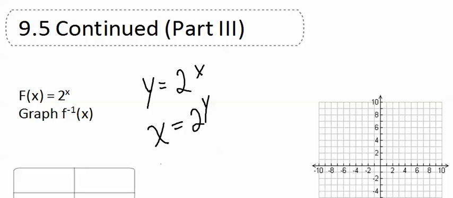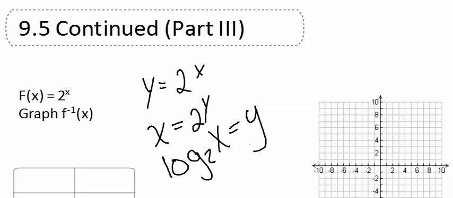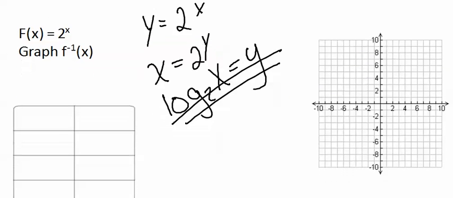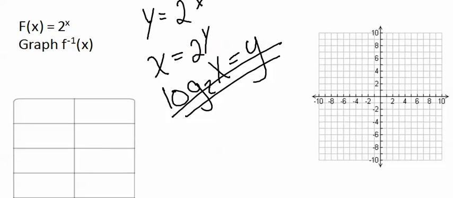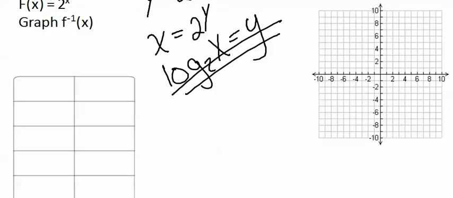And so this would really become log base 2 of x equals y. And if we saw a problem like this and we were asked to graph it, we have to think about how we would approach it. And the way that we're going to do that is just pretty much how we did exponential equations, or graphing those, and we're going to use a t-chart.